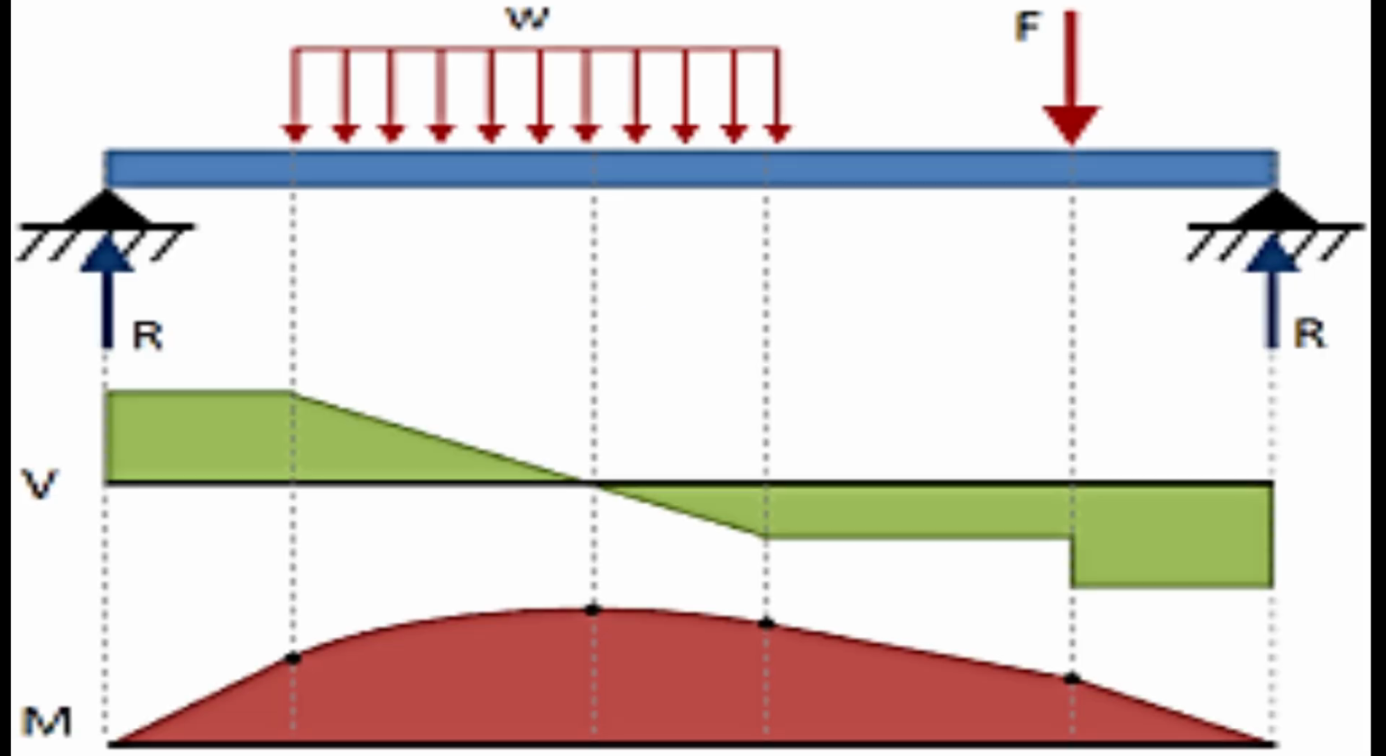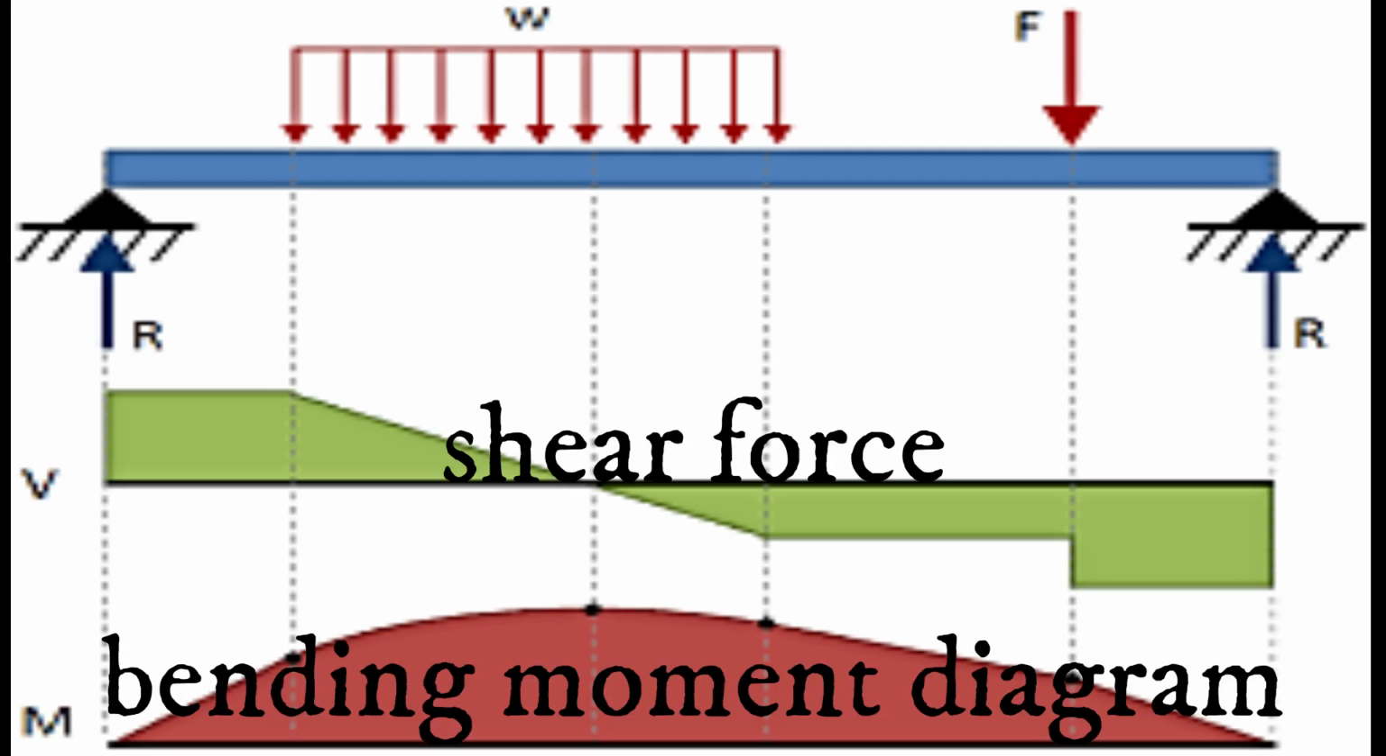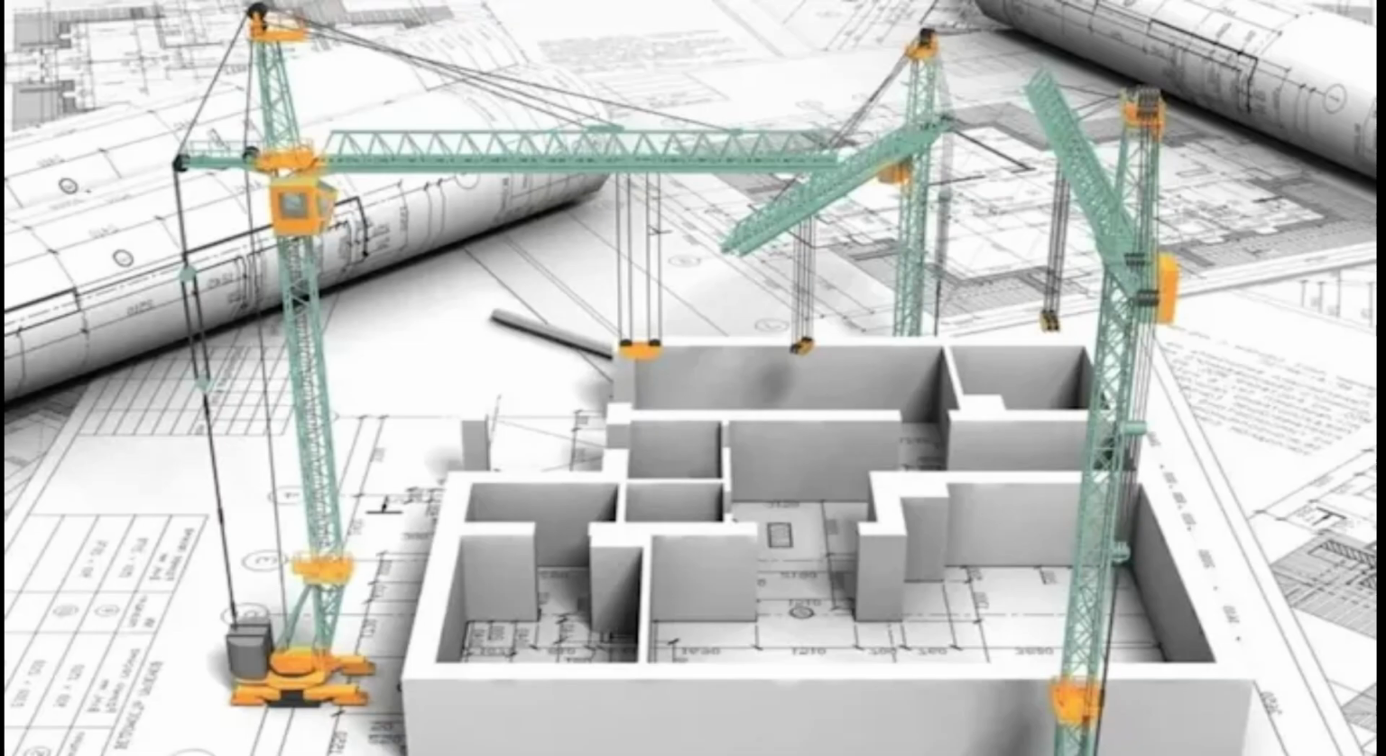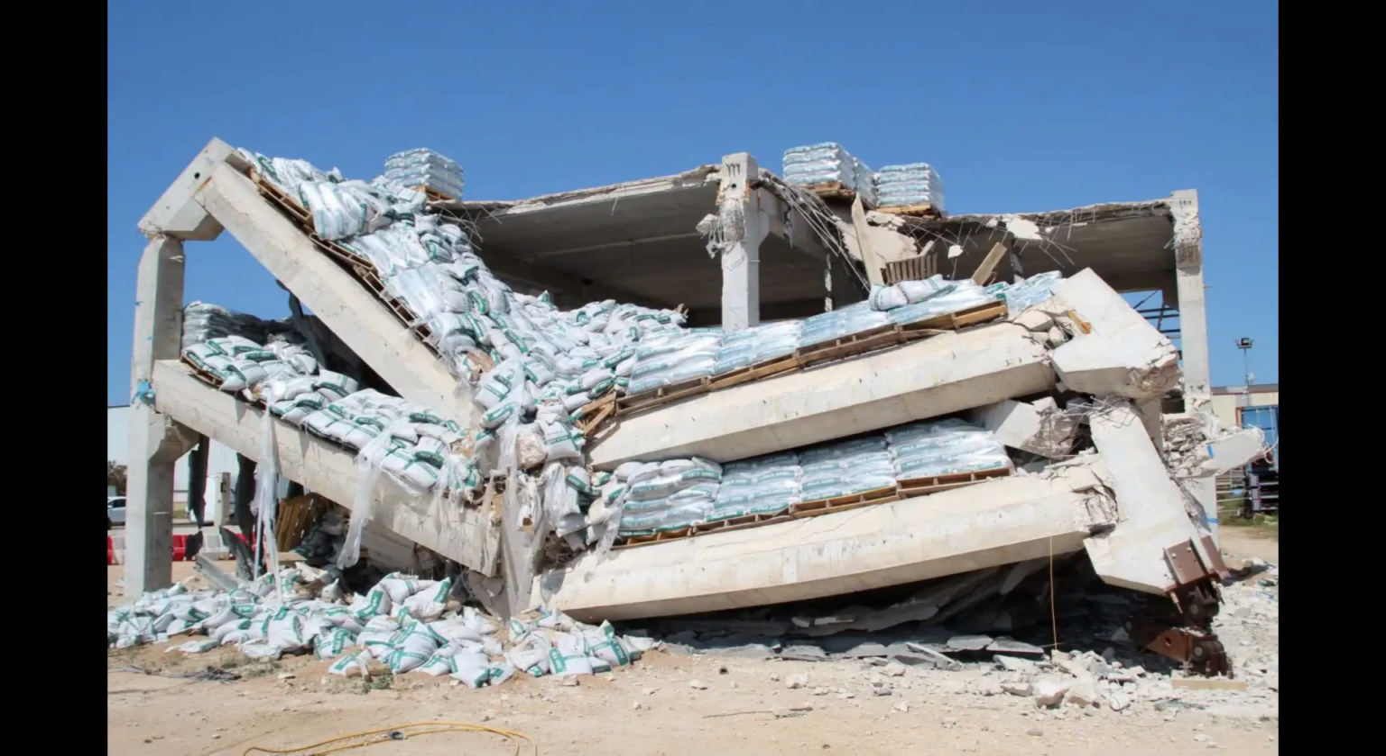Now you might be wondering, what is the importance of sign conventions? Correct use of sign conventions ensures accurate shear force and bending moment diagrams, correct identification of tension and compression zones in a beam, slab, or whatever it may be, and safe structural design. Incorrect sign convention can result in design errors or unsafe structures.